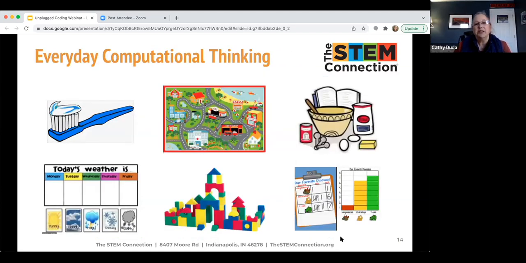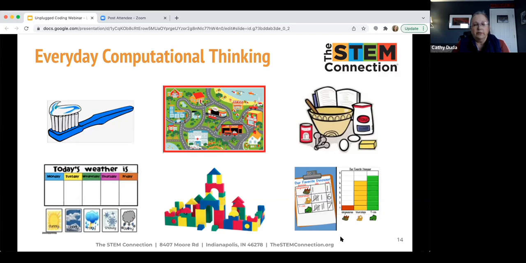All right. So these are some examples for younger kids of everyday computational thinking. Like you can't brush your teeth before putting toothpaste on. There is an algorithm of how to brush your teeth, playing a game, recipes. So this would be an unplugged activity to do with kids: following a recipe as a class or in groups, especially if they're older.